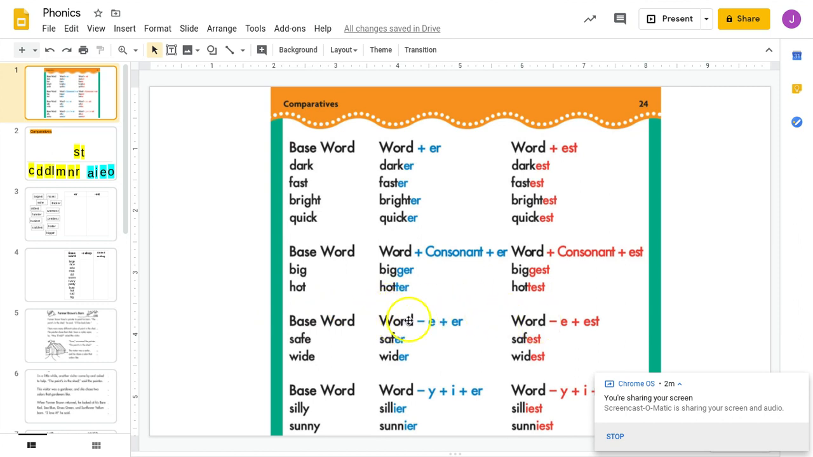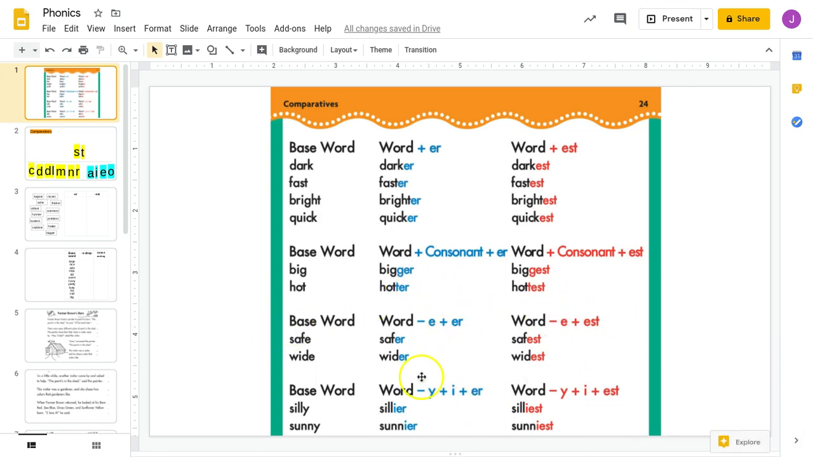Again, you need to add that double T, double that consonant so that the vowel O can keep its short sound. Now, if your base word ends with an E, before you add your ER or EST, you first have to drop it. In a way, you're getting rid of it or you're erasing it. And then you add your ER. That way we don't have a double E vowel there. So safe becomes safer, and then safest, wide, wider, widest.